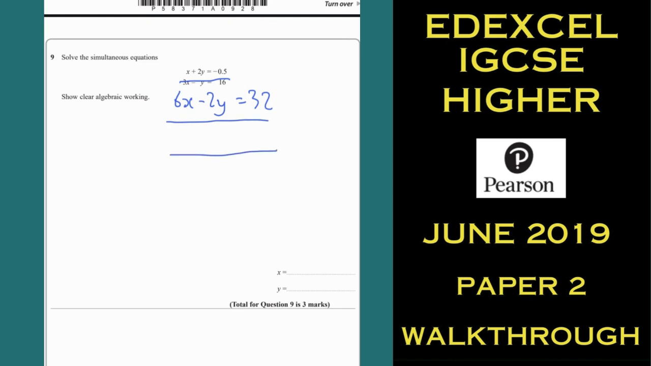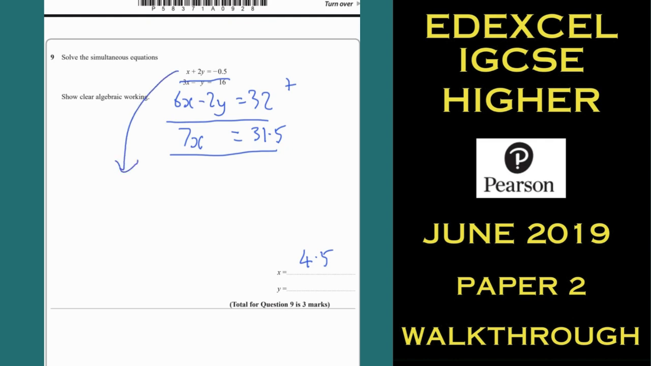And I'm sure your teachers said same sign, subtract. So when the signs are different, we are adding. So x added to 6x. The y's cancel out. Negative 0.5 added to 32 is 31.5. And if you divide both sides by 7, you get 4.5 for your x.